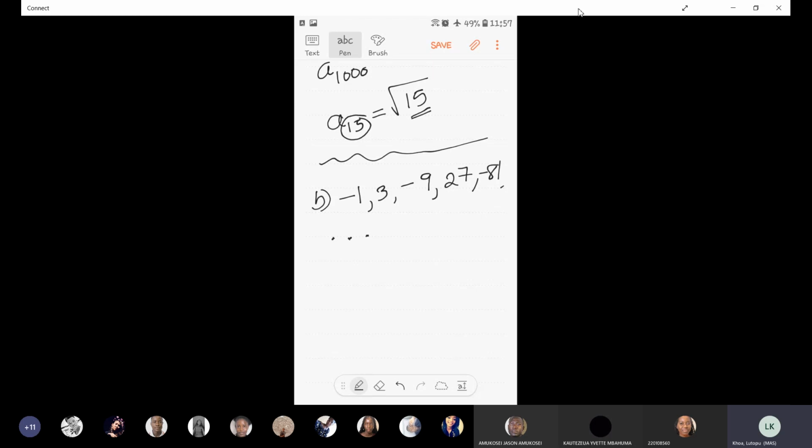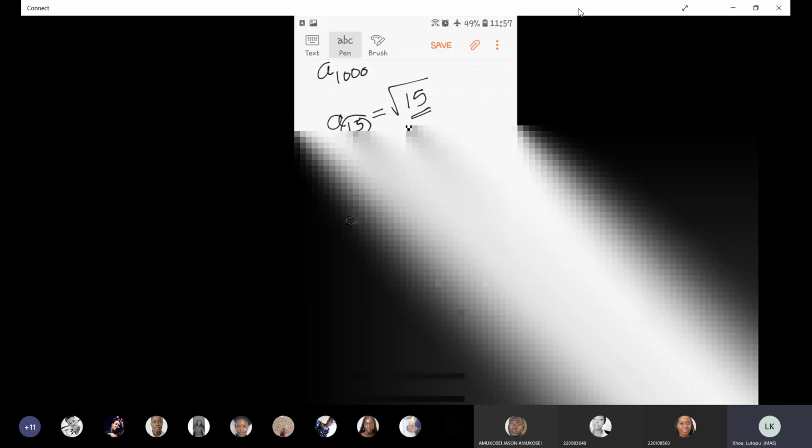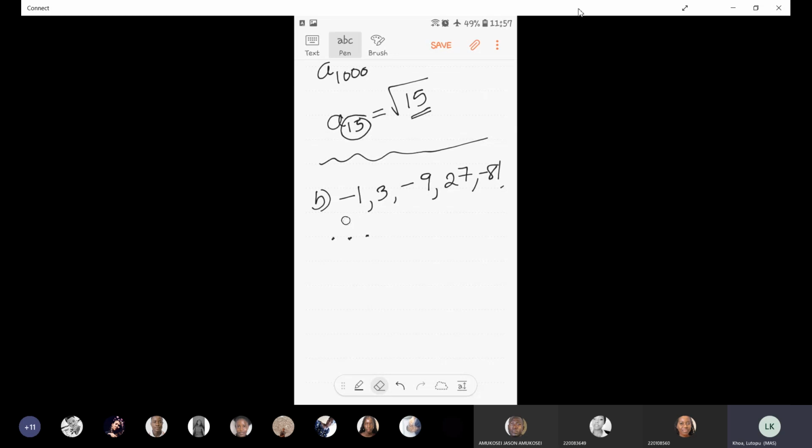3 is being multiplied every time. Okay, maybe it's okay. So she says you multiply every term by 3. Let's see if that is the case. We start with -1. You multiply it by 3, you should get -3. But over here I'm getting +3. So I don't think that's right.